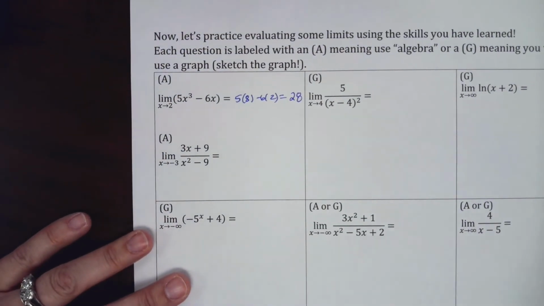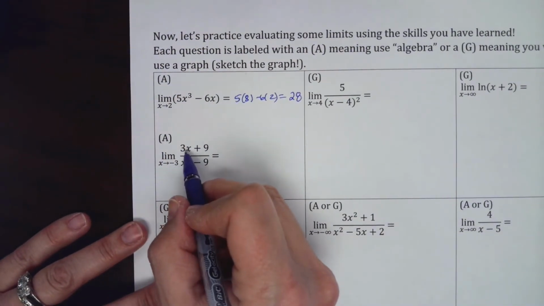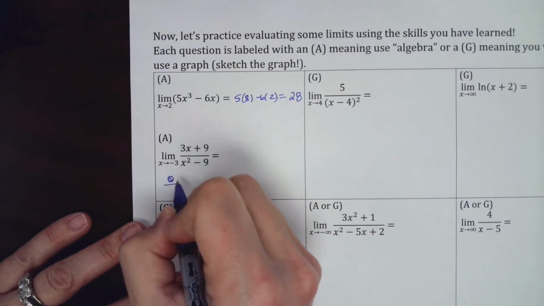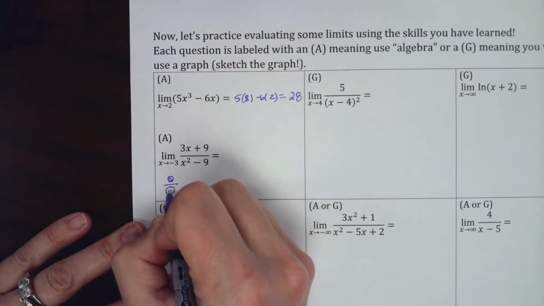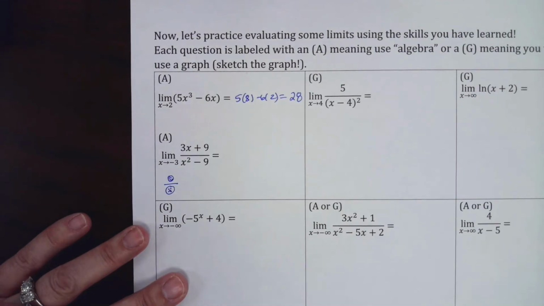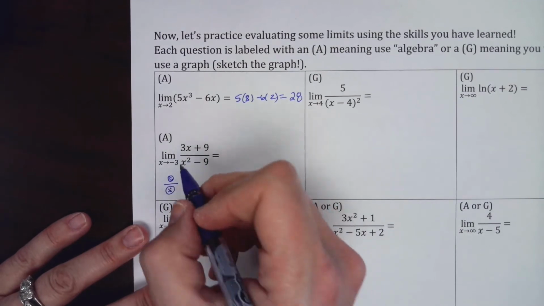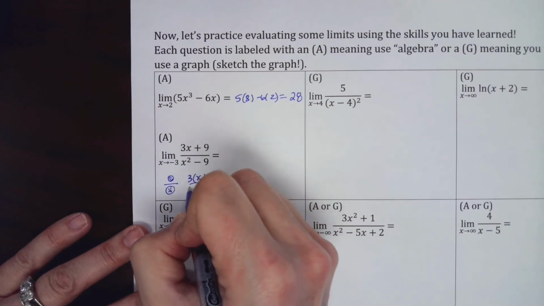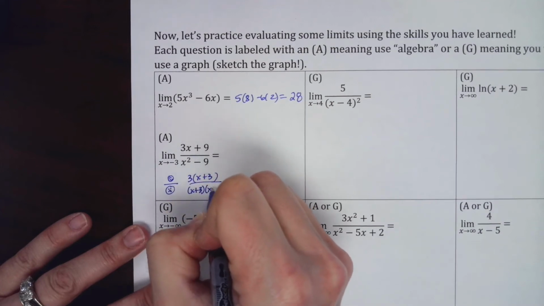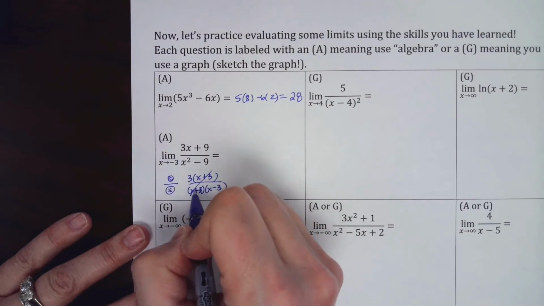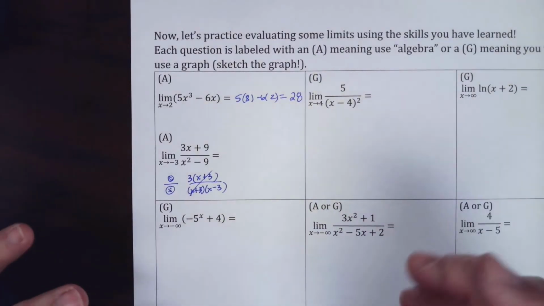Okay. Here, when I plug -3 in, I get 0 on top. 0 on top is perfectly fine. But when I plug -3 in here, I get 0 on bottom. 0 on bottom, bad. So I have to do one of two things. Or actually, I could look at a graph, but I could also factor. And so when I factor this, the 3 comes out, I get x plus 3, and then on the bottom I have x plus 3 and x minus 3. So what cancels is these two. That was the part that was causing me to get 0 on top and 0 on bottom.